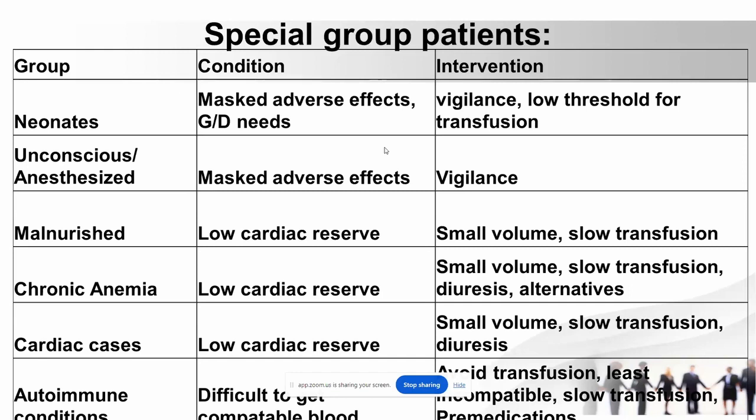Malnourished patients, chronic anemia cases, and cardiac cases: the cardiac reserve in this group of patients is limited, so we have to transfuse cautiously and slowly with frequent monitoring, and sometimes give diuretics before starting transfusion. In some autoimmune hemolytic conditions, it is practically very difficult to get cross-matched compatible blood because the blood will still agglutinate on the slide. So this information is very important. As much as possible, we need to avoid transfusion, but if transfusion is a must, we have to medicate the patient with paracetamol and hydrocortisone and monitor the patient very closely.